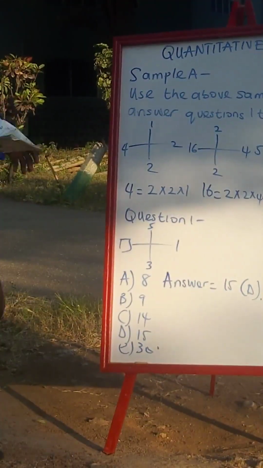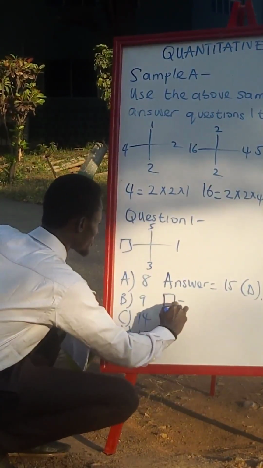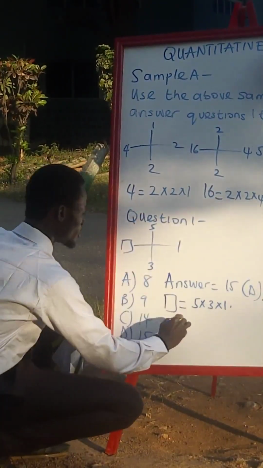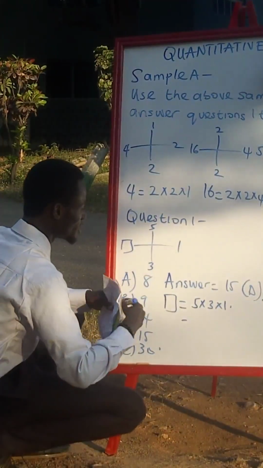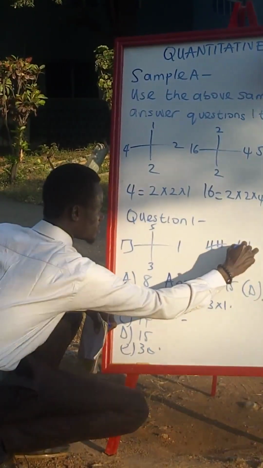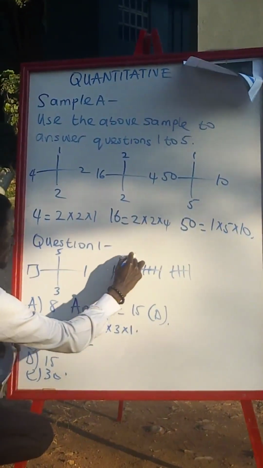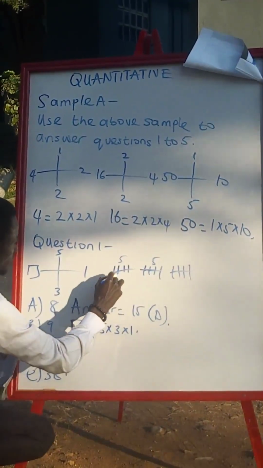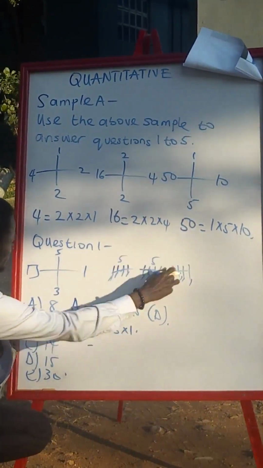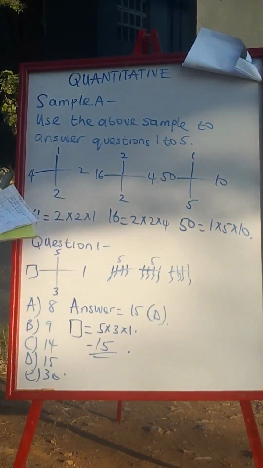So to get this box, you say the box is equal to 5 times 3 times 1. So 5 times 3 is 15. 5 times 3 means count 5 in three places. So it goes 1, here is 5, here is 5, here is 5. So you count everything together: 1, 2, 3, 4, 5, 6, 7, 8, 9, 10, 11, 12, 13, 14, 15. So the answer is 15.